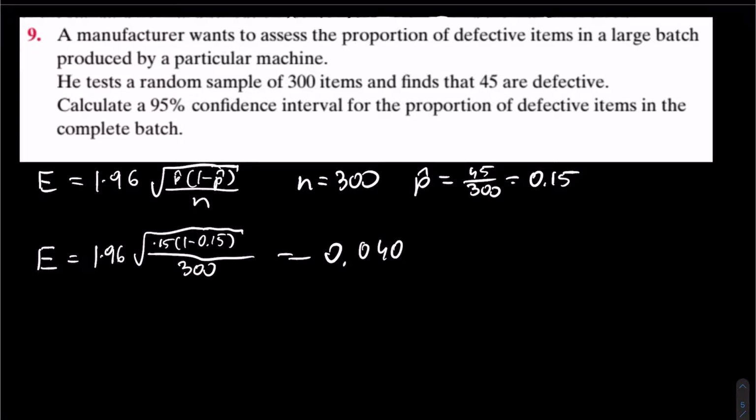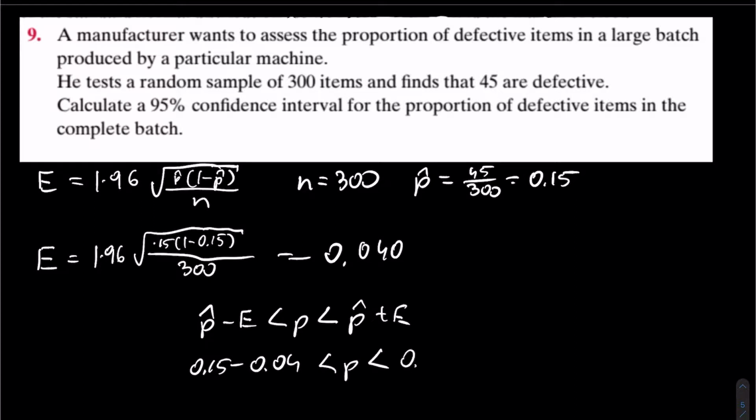0.04, and that means that the population proportion is between p hat minus e and p hat plus e. Substituting the values in, 0.15 minus 0.04, and 0.15 plus 0.04. So that means that the population proportion lies between 0.11 and 0.19.